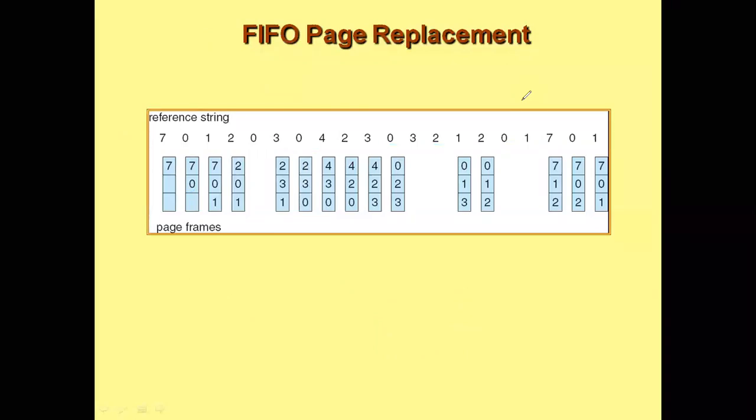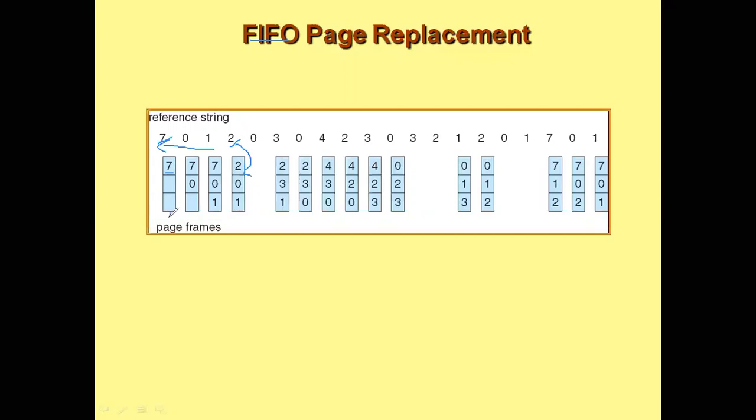Now coming to 2, here. We need to decide whether to replace 7 or 0 or 1. Based on this FIFO concept, you should be replacing the page that came first. So go towards your left. 1 came recently, 0 came before 1, and then 7 was the first one to come. So you have to replace 7 by including 2 here. That is, you have replaced 7 with 2. This is FIFO page replacement.